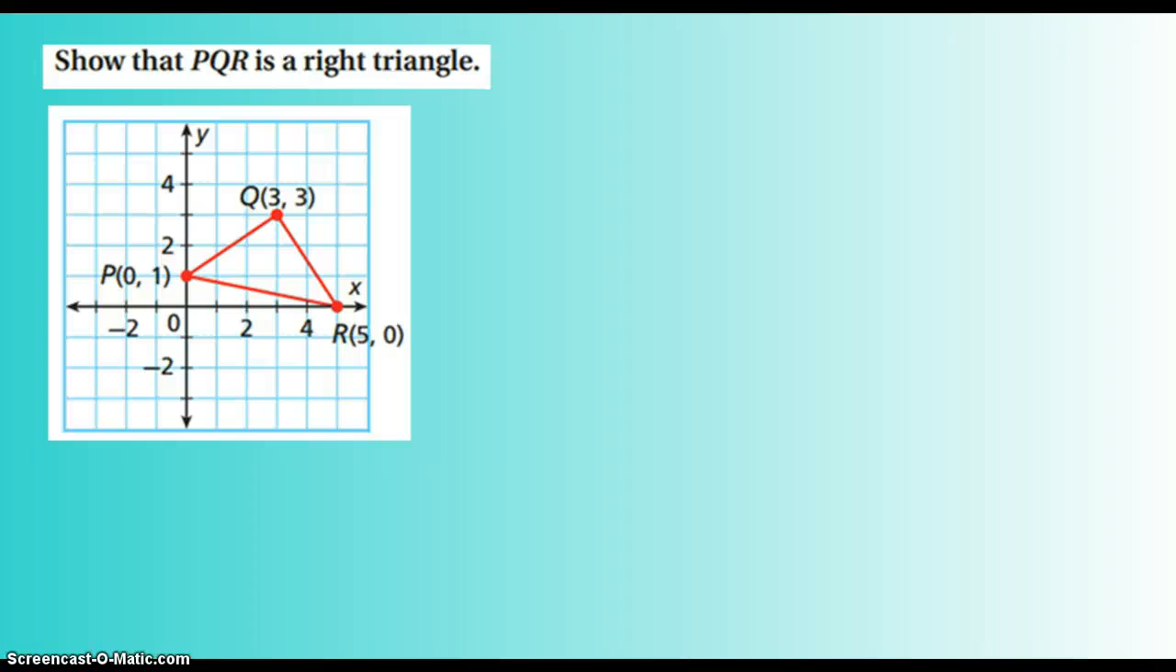If PQR is in fact a right triangle, we have to have an angle, and it looks like it's probably going to be this one, that has opposite reciprocal slopes. So I'm going to take this line right here and find the slope of it. There are a couple of ways you can do that. You can use your slope formula if you want to, or we can just do a little bit of rise over run. I'm going to go over 1, 2, 3, up 1, 2. So I rose 2 and went over 3. That has a slope of 2/3.